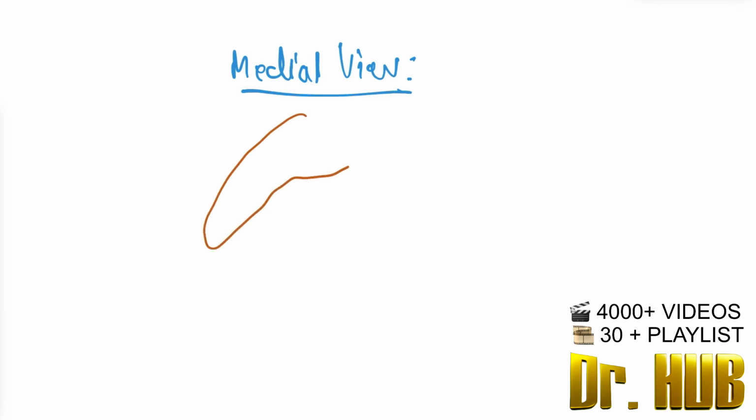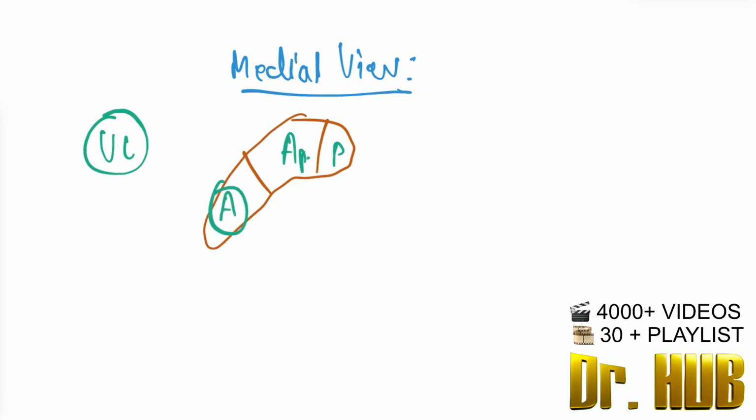Now let's focus on the medial view. Under the medial view, we have the upper lobe. The upper lobe is again divided into 3 segments: the apical, the posterior, as well as the presence of the anterior.